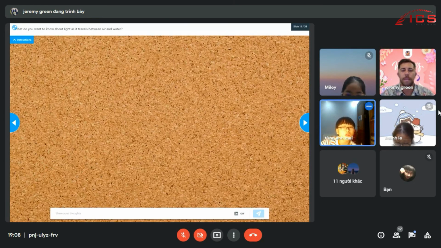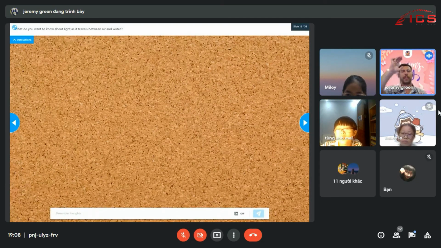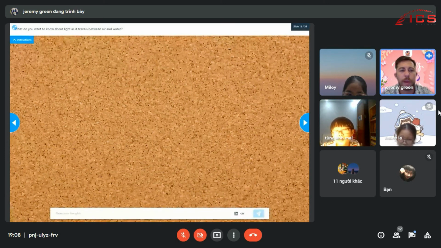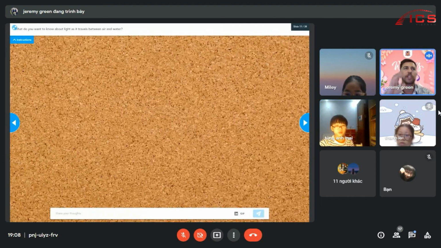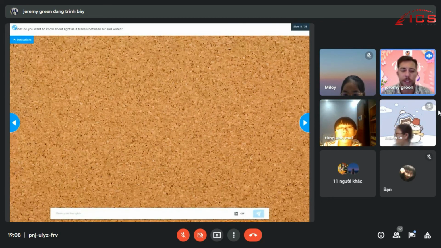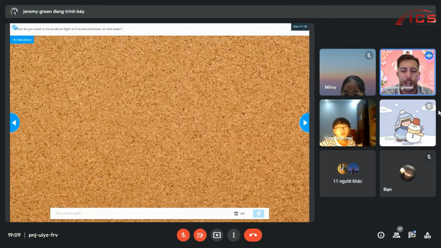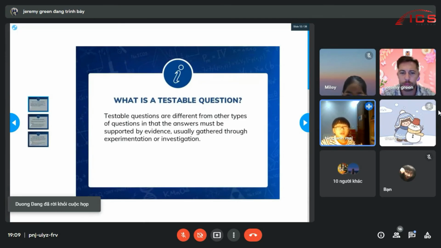Now, everyone, what do you want to know about light as it travels between air and water? Once again, the water can refract light. When you shine light in water, it will magnify it at first, but if the light is not very bright, it will block the light. Does anyone else think, what do you want to know about light as it travels between air and water? It goes from the air into the water. If it's bright, it will shine right into the water. If it's a dim light, it will sort of reflect off the water. So it's refraction once again. So how do we solve this problem?